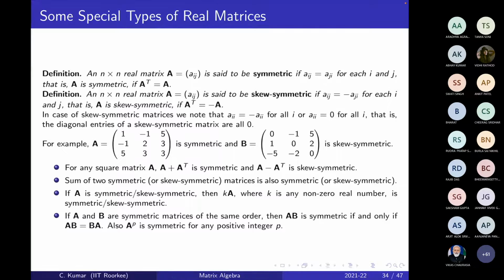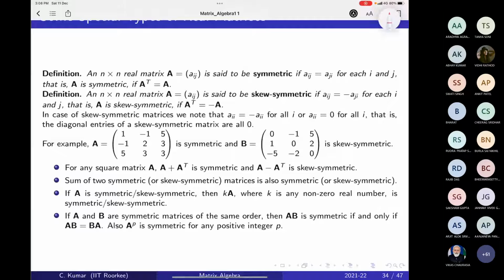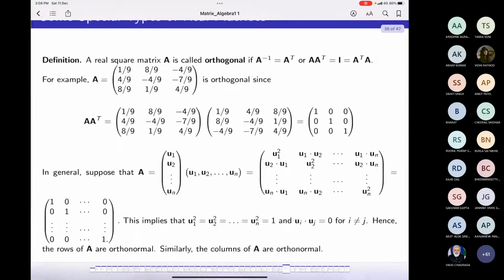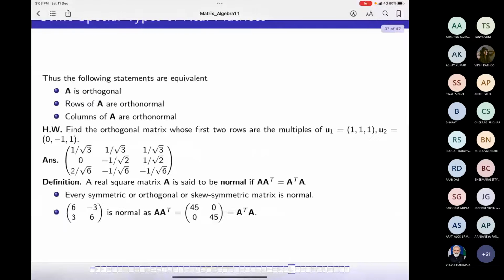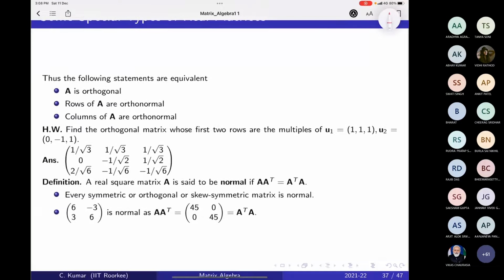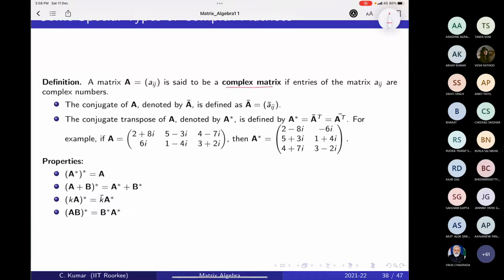Okay, so now we move to the next topic, which is special types of matrices. Here we are going to see several types of matrices. For example, symmetric matrix, skew symmetric matrix. Then we will see orthogonal matrix, and another is normal matrix, and then some complex matrices.